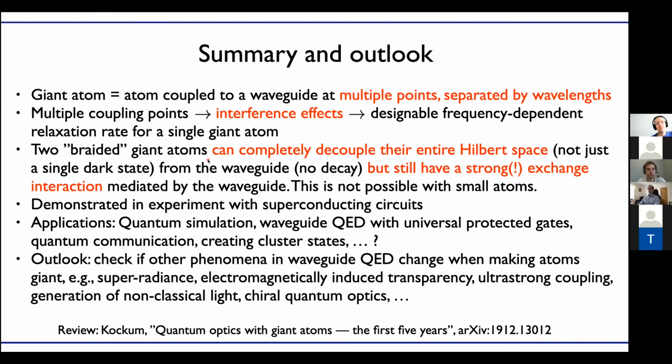For 2 giant atoms, it turned out we could do something that you can't do with small atoms. We were able to completely decouple the entire Hilbert space. So not just a single dark state, but all states of these atoms from the waveguide. But even though, due to the interference, they were decoupled from the waveguide, they were still able to interact via the waveguide. And I showed you how these effects have now been demonstrated in the experiment with superconducting qubits.